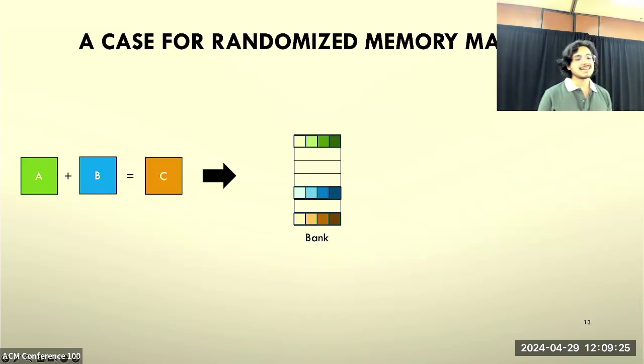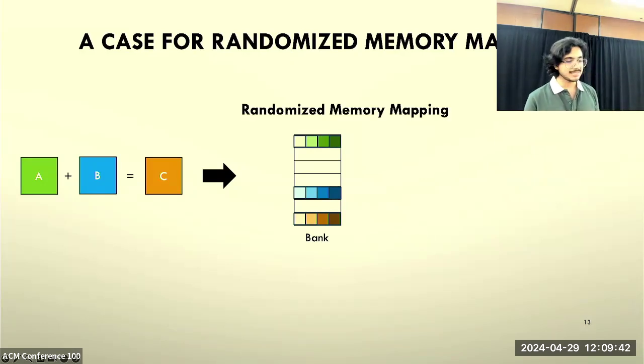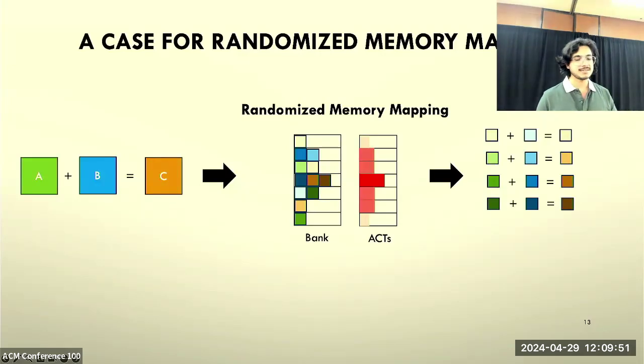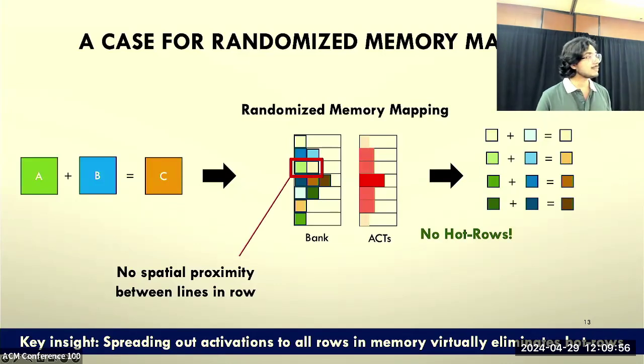So wouldn't it be nice to distribute these activations more evenly to all rows in memory? That way, it would be very unlikely for a given row to accumulate many activations. This is the key insight of our work. By randomizing the set of lines that co-reside within the rows in memory, we can break the spatial proximity between lines mapping to a row. So activations to physically proximate pages get scattered to all rows in memory, resulting in virtually no hot rows. And using this key insight, we developed our randomized memory mapping, which is Rubix.